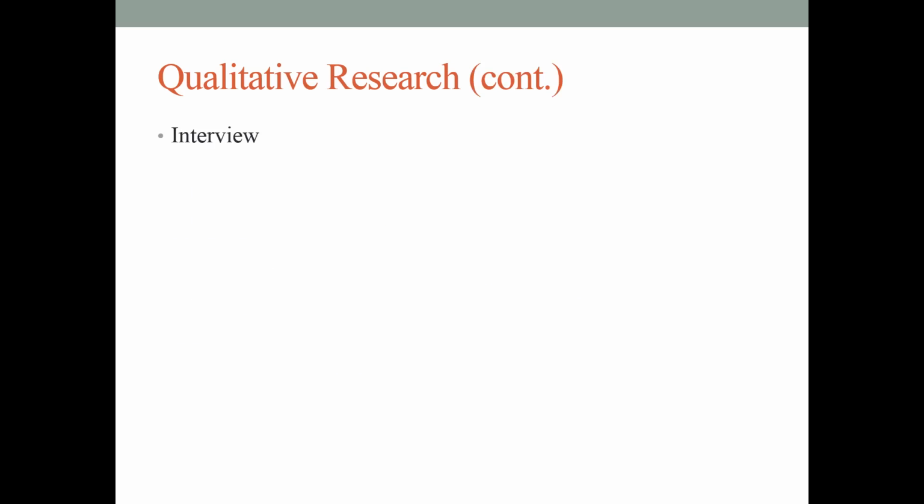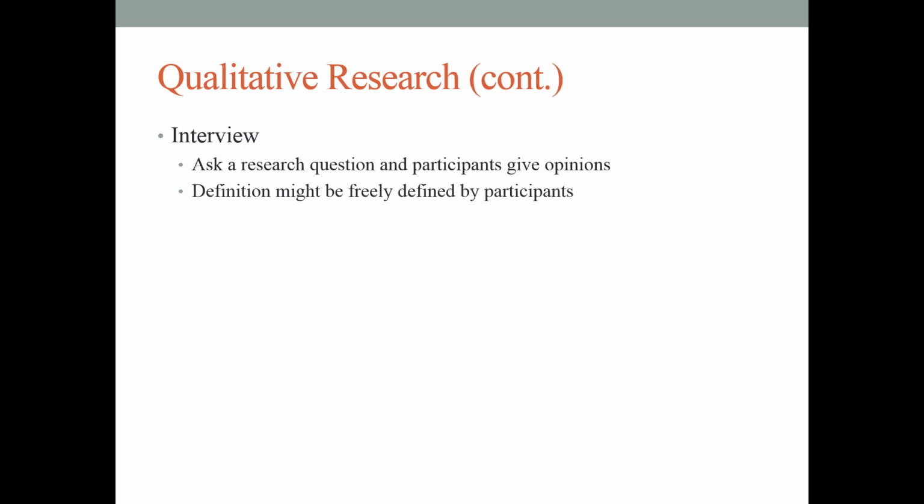Now, mostly they rely on interviews, ask the research question, and participants give opinions. But this interview is strictly structured. It's not like just whatever interview. It requires some skills. Now, definitions might be freely defined by the participant.